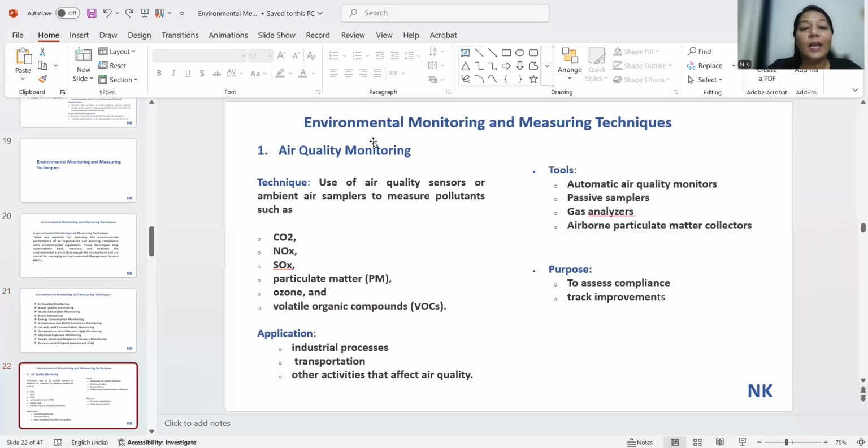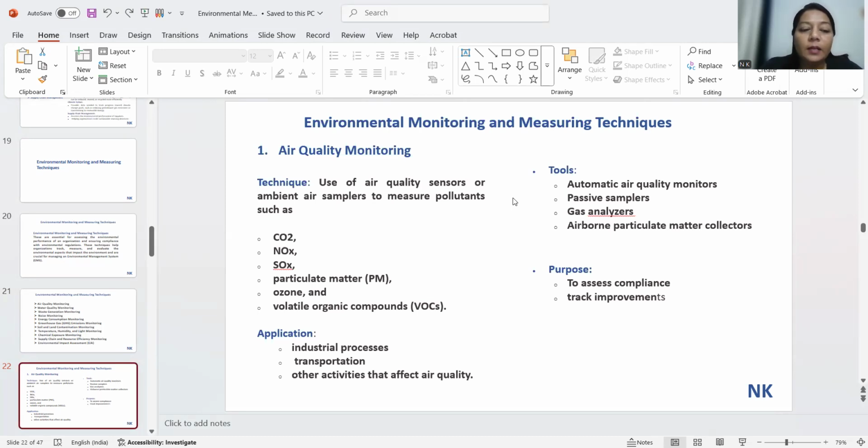First we will discuss air quality monitoring. Air quality monitoring is the use of air quality sensors or ambient air samplers to measure pollutants like CO2, NO2, SO2, SOx, NOx, particulate matter, PM, ozone, and volatile organic compounds, VOCs. So these are the pollutants which we can measure with this technique by using air quality sensors and ambient samplers.